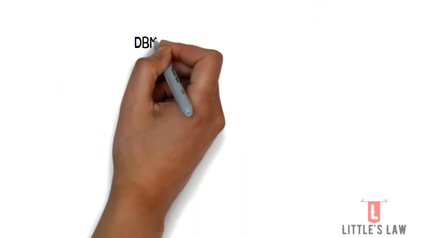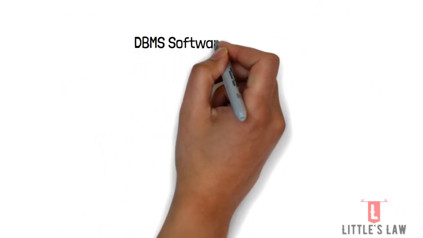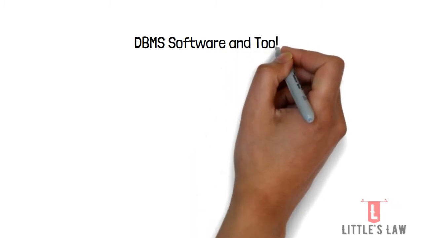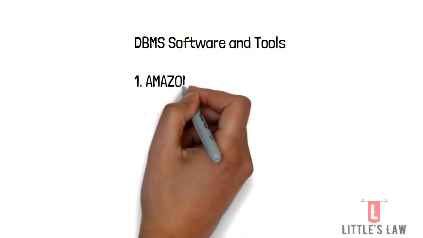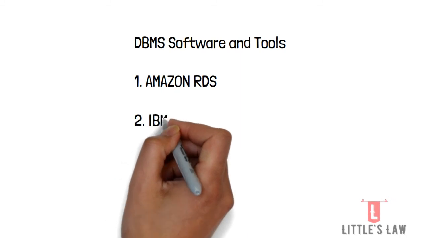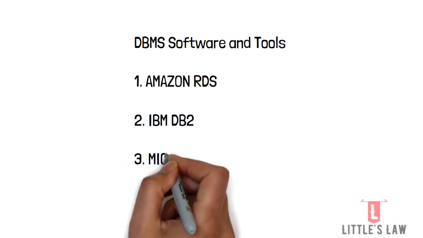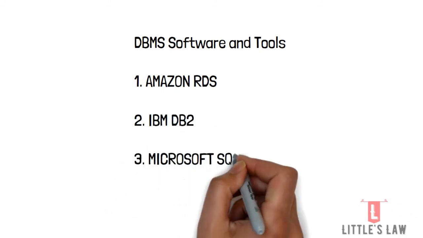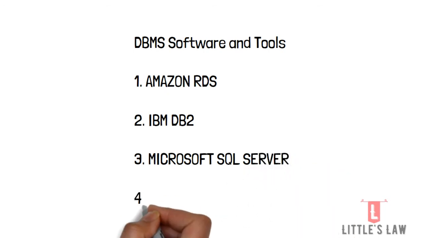And finally, before we end, we have some of the DBMS software and tools, which are Amazon RDS, IBM DB2, and Microsoft SQL Server, which is the most common and frequently used database management software tool. And then MySQL, Oracle RDBMS, PostgreSQL and SAP HANA.